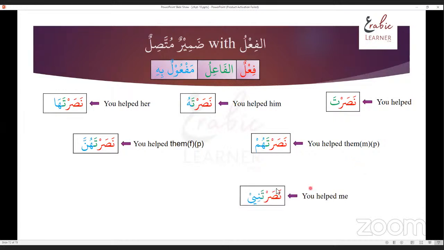Nasartani. Why this noon is coming, inshallah, you will learn in the next slide. Nasartana, you helped us. You have to practice this a lot. Imagine in such a small word, how much information you're giving. Nasartana, you helped us. That is the beauty of the Arabic language.